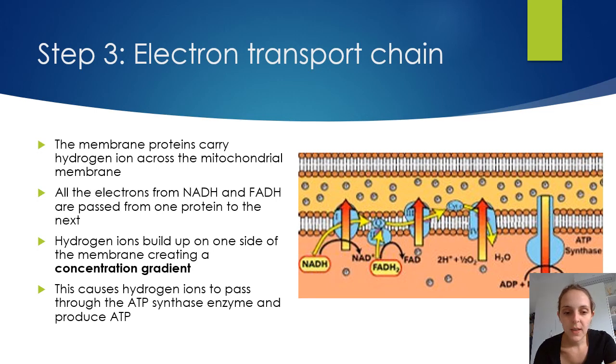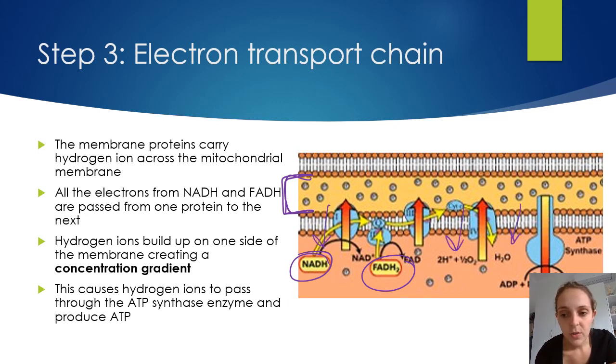Okay, so that's just putting what I've just explained into words. The membrane proteins carry hydrogen ions across the mitochondrial membrane. The electrons from our NADH and FADH are passed from one protein to the next. We get a really high hydrogen ion buildup on one side of the membrane, and that's going to create a really strong concentration gradient. Remember, molecules don't like to be packed in together like this, and we've learnt about ions not being able to just diffuse back across the cell membrane.